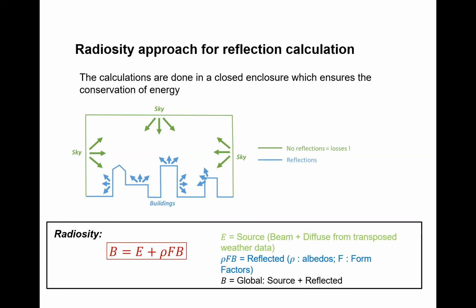So this is an iterative process. The global radiation is the sum of the source, which is in the first iteration the primary irradiation, and the reflected component, which is expressed by the albedo, the reflection coefficient, the global radiation, which is in the first iteration the primary radiation, and the form factor, which is the most important component of processing reflected radiation.